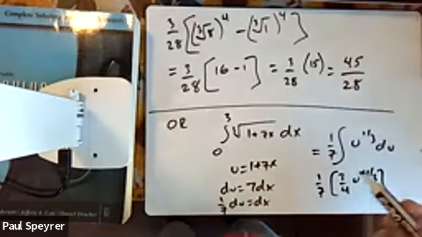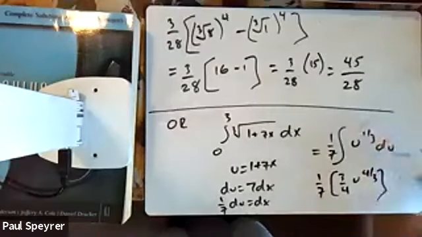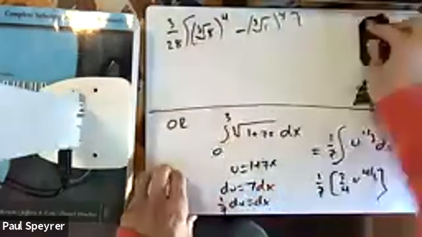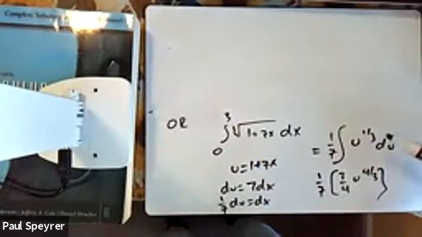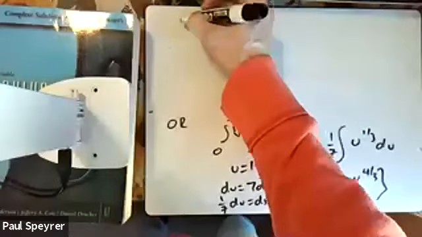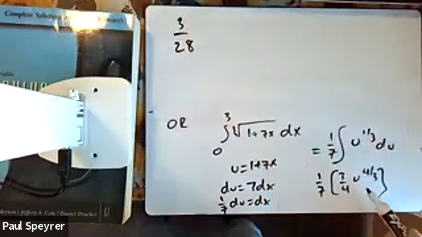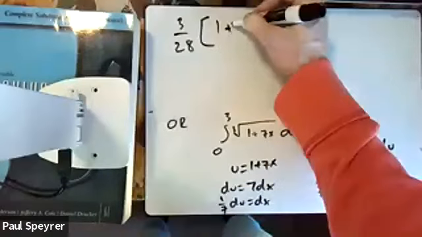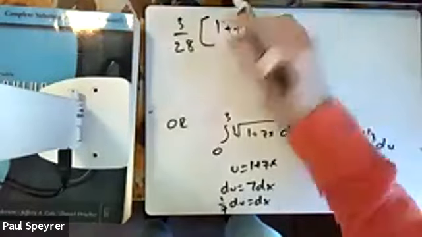If you notice though, I haven't put limits right here. I haven't put the 0 to 3 or any of that stuff yet, because this is the second method of how to do this. If you don't like changing the limits, you're still going to get the same answer. So where do you go from here once you get this? This is still 3/28. But now I'm going to plug u back in with what it was in terms of x. So this is 1 plus 7x all raised to the 4/3. I'll use parentheses.